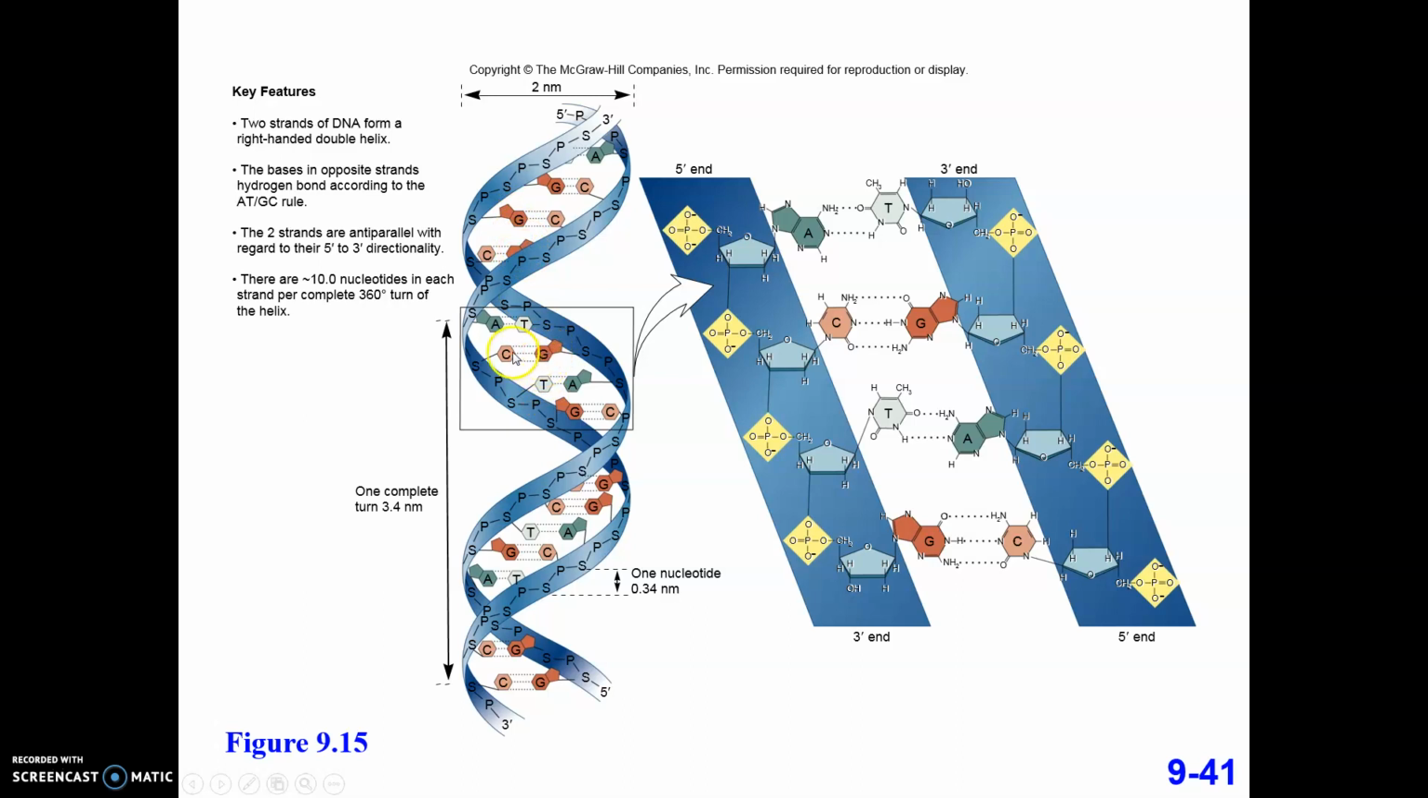We have G's and C's matching up, and they have 3 hydrogen bonds. And we have A's and T's matching up with 2 hydrogen bonds. So here is one complete turn from here to here. So if you look at this spot across here, it's the same as over here. So this is one complete turn. If you were to count the bases here, you would see that there are about 10 base pairs. And that the length of this is 3.4 nanometers.